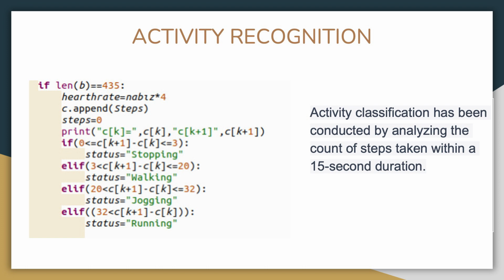Using predefined thresholds or machine learning algorithms, we can classify activities such as walking, running, and jogging based on the step count values. This classification process provides context-aware activity monitoring and analysis.